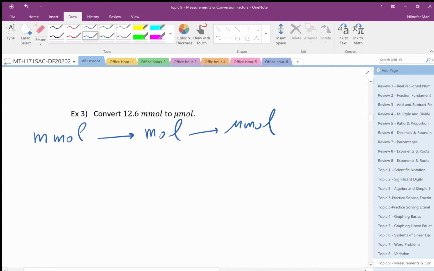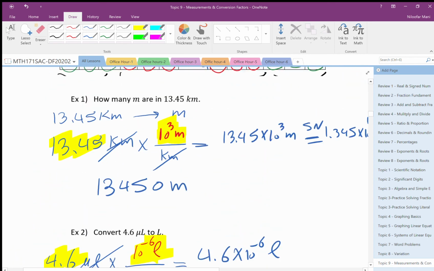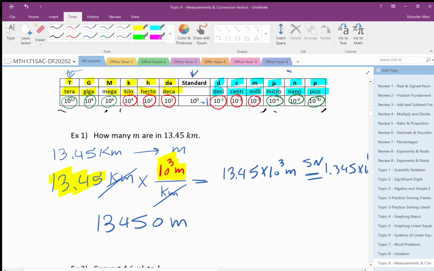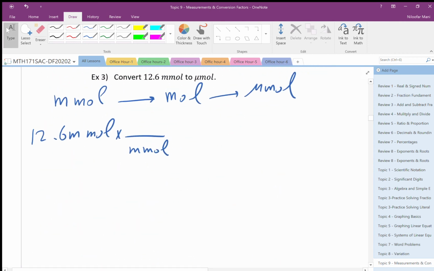Okay, so 12.6 multiple millimole. Millimole is what? Milli is 10 power minus 3. So 10 power minus 3 mole. Sorry, I said minus 3 and wrote minus 6. My goodness. Minus 3 mole, right? Yes.